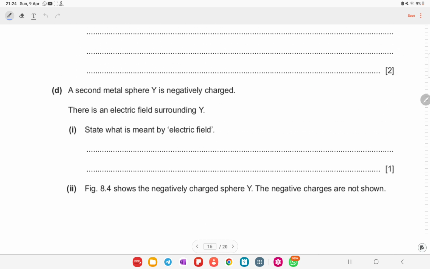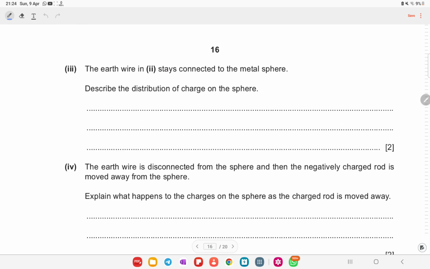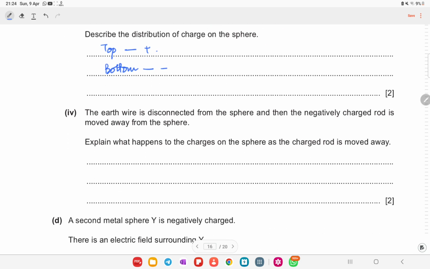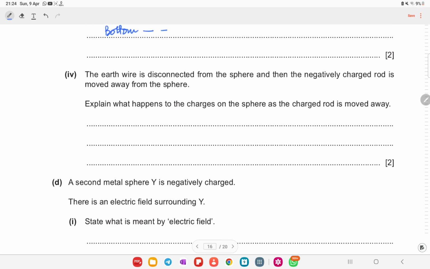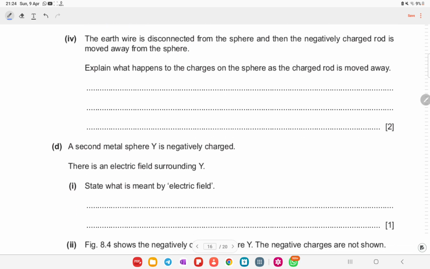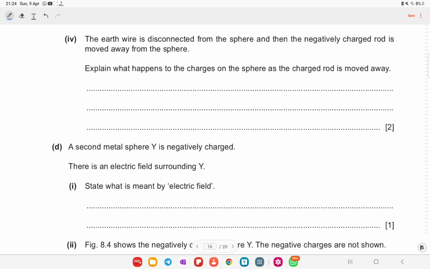Let's go to the next question. The earth wire stays connected to the metal sphere. Describe the distribution of charges on the sphere. Again, on the top there will be positive charges, and on the bottom there will be negative charges. This is what you have to write, and be sure that time is of crucial importance, so you have to watch how you are writing this. The earth wire is disconnected from the sphere, and then the negatively charged rod is moved away from the sphere. Explain what happens to the charges on the sphere as the charged rod is moved away.